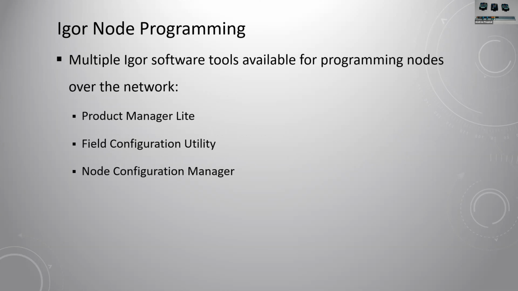Going into some of the individual node programming, as far as how you program nodes for light fixtures, sensors, etc., we've got a few different tools available for that. Product Manager Lite was originally a bare bones, quick and dirty type tool. Field Configuration Utility was designed to take some of the guesswork out of the programming. And then our more recent one is the Node Configuration Manager, which is a very powerful software tool that really allows us to add some of those more advanced peripheral devices, such as motorized shades, Bluetooth low energy sensors and such.